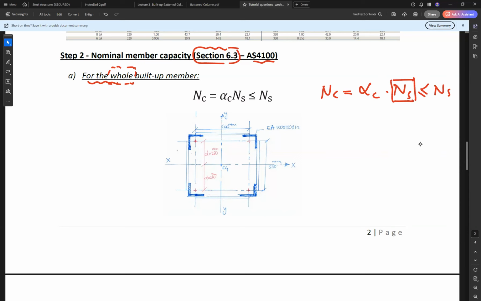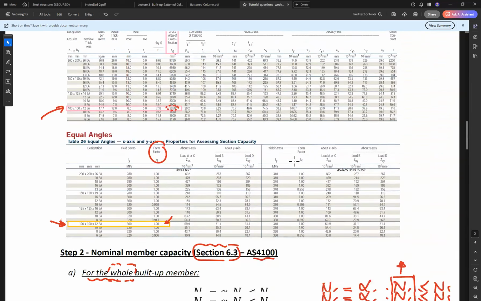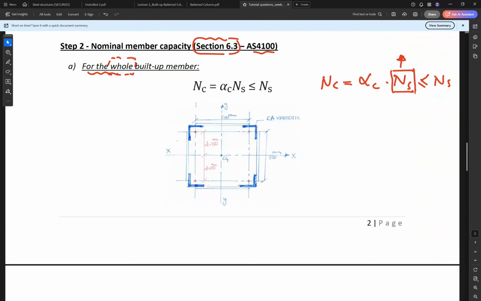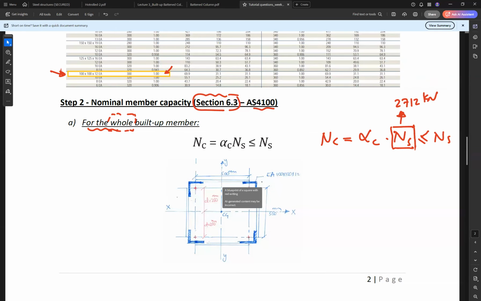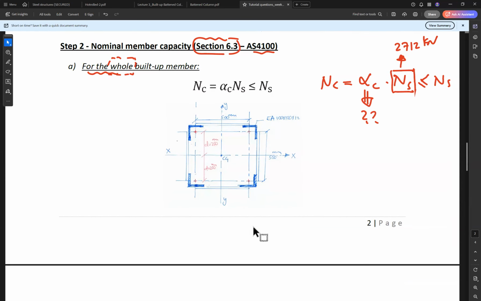So we know already Ns, which is from the previous step, 712 kilonewton. So now we need to find alpha c. This is the cross section we have now. We have the 4 corner angles, and this is the CG of the whole section. And the CG of each angle is 250 from the centroid of the whole section.